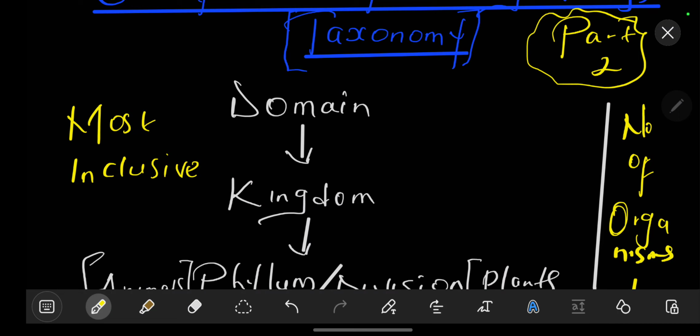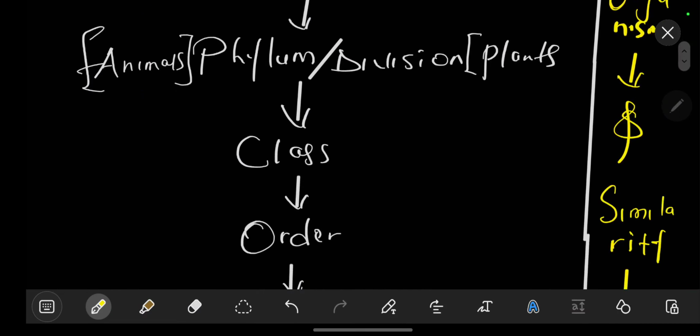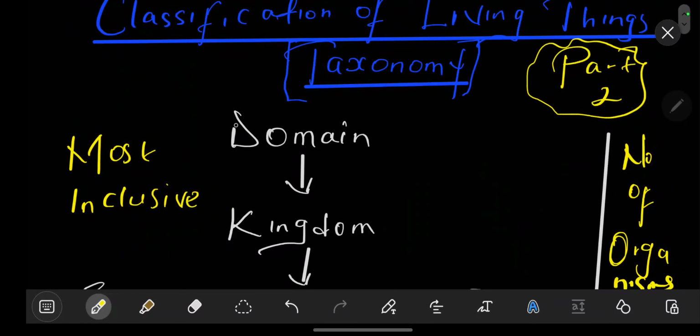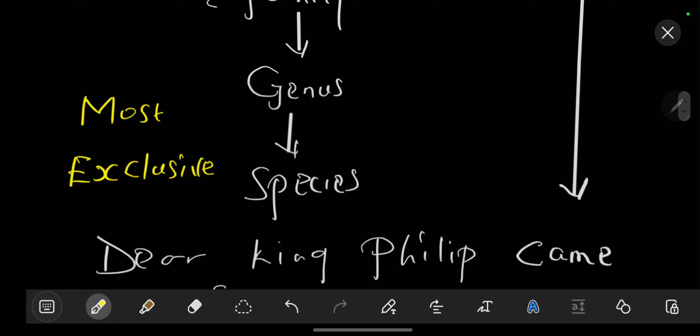Number two, you have to know which of them are the most inclusive and which are the most exclusive. So the top parts are the most inclusive, that is the domain, kingdom, and the likes. And the bottom parts, you see, are the most exclusive. So they can ask you, I've shown you a way, you can expect questions from that angle.